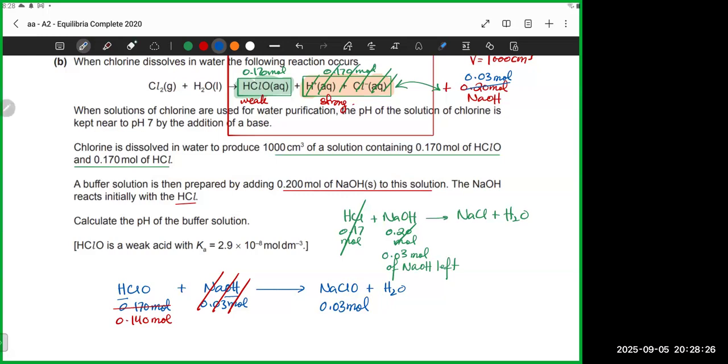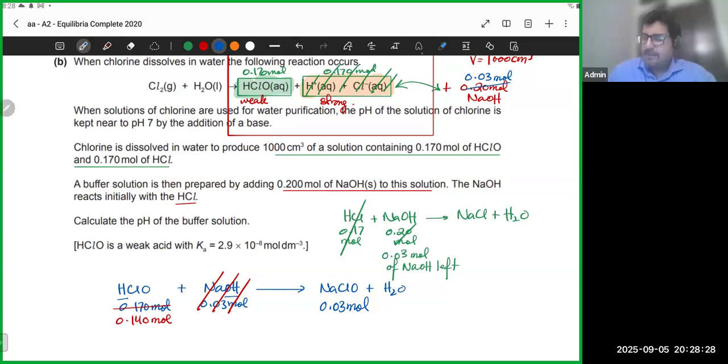Yes. Or in simple terms, I'm going to explain this again: you had 0.17 moles of HCl and you had 0.170 moles of HClO. You added 0.2 moles of NaOH, it reacted with 0.17, and 0.03 moles were left. That 0.03 moles then went and reacted with the other acid. So of the 0.17, 0.03 reacted with 0.03, 0.14 were left, and 0.03 would be produced.